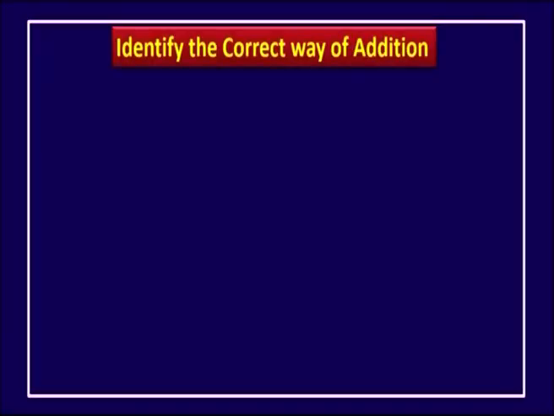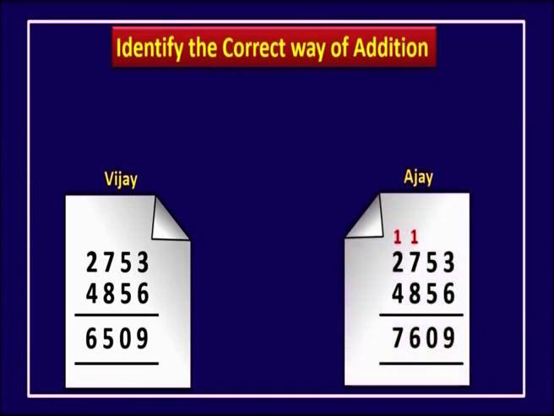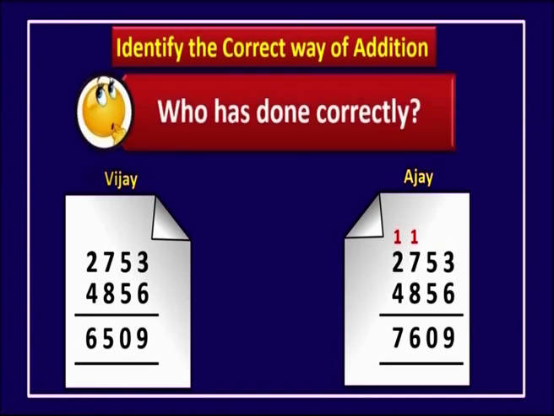Okay, children? Now children, let us move on to our next concept, that is identifying the correct way of addition. So here an addition is given to both Vijay and Ajay, and the same numbers are given for both persons. Now if you notice, Vijay has done the addition in this manner, whereas Ajay has done it in this manner. Now here we need to check who has done it correctly. So children, let us verify the result, whether Vijay has done correctly or Ajay has done correctly. So first we will consider Vijay's addition.